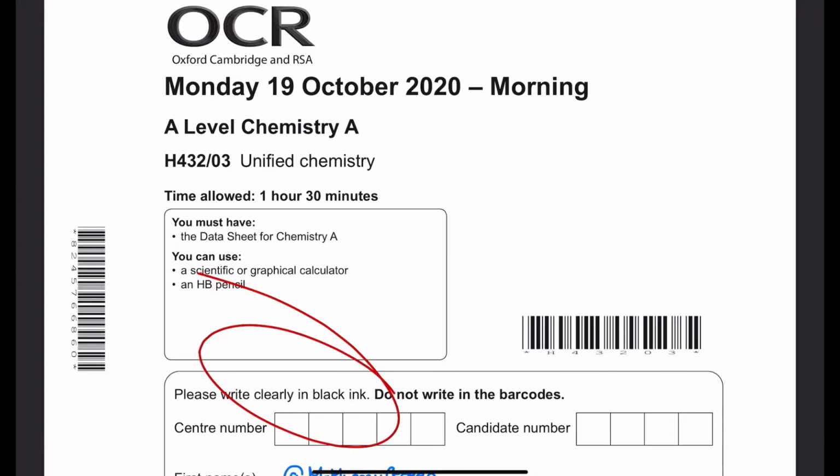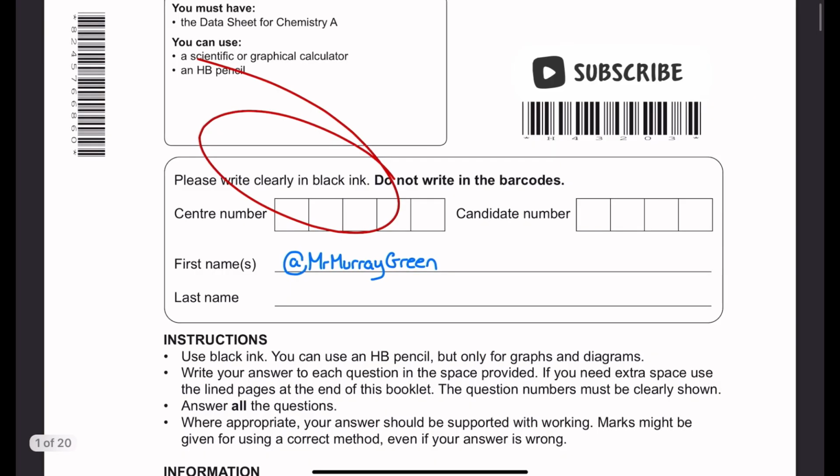Hi there everyone, in this tutorial I'm going to take you through the 2020 Unified Chemistry exam, which is paper 3 on the OCR A-level in chemistry. In this video I'm going to use various different ink colours and highlights to emphasise how I would answer the questions, but please make sure you only use black ink on the day of your exam.